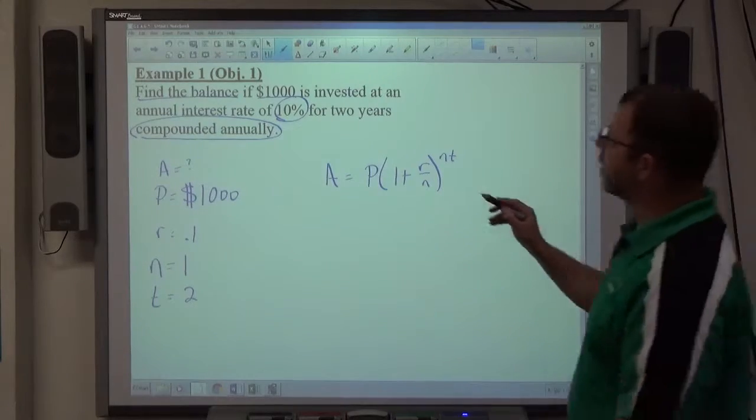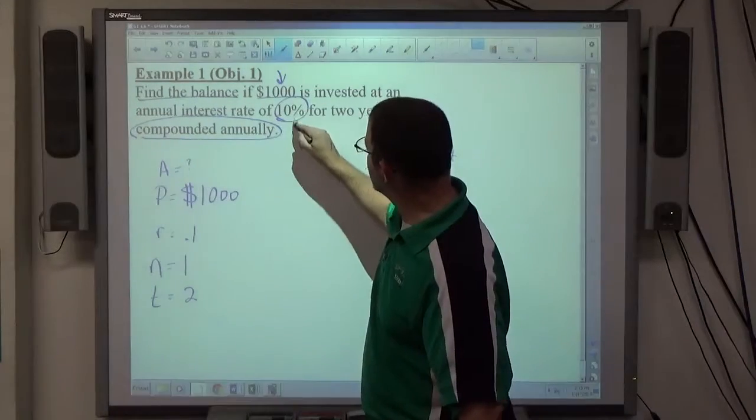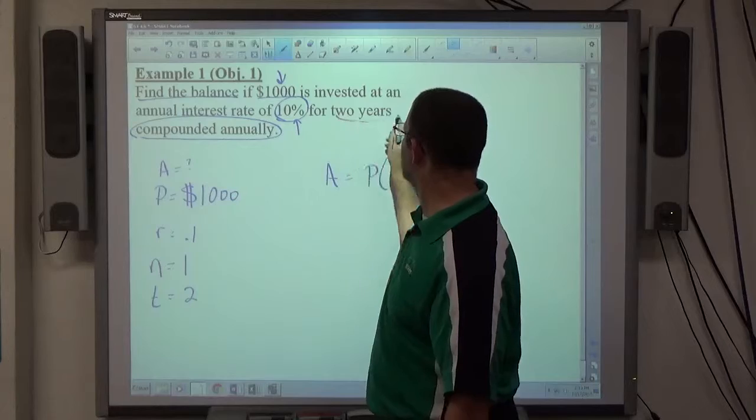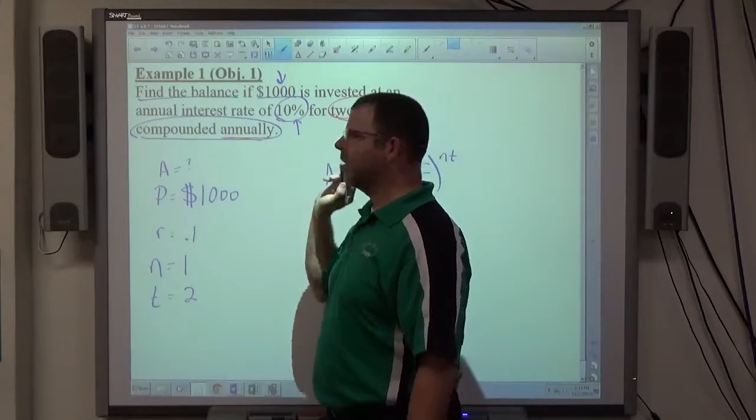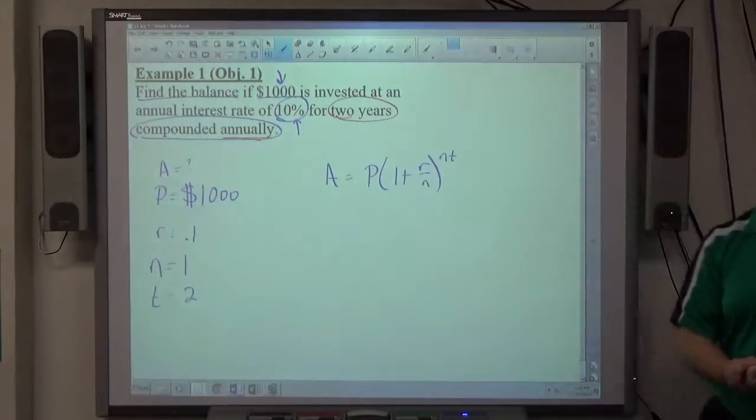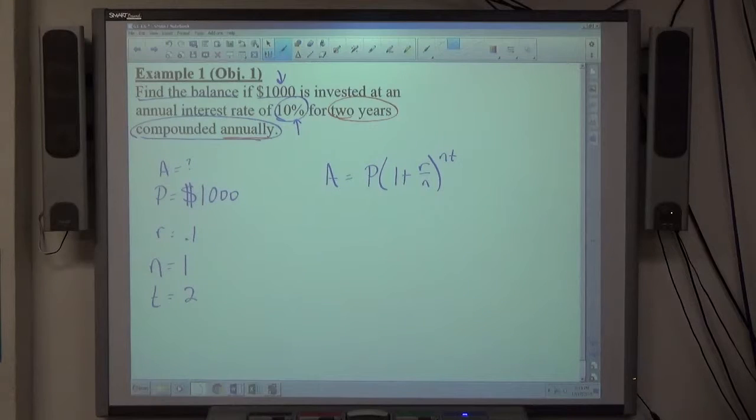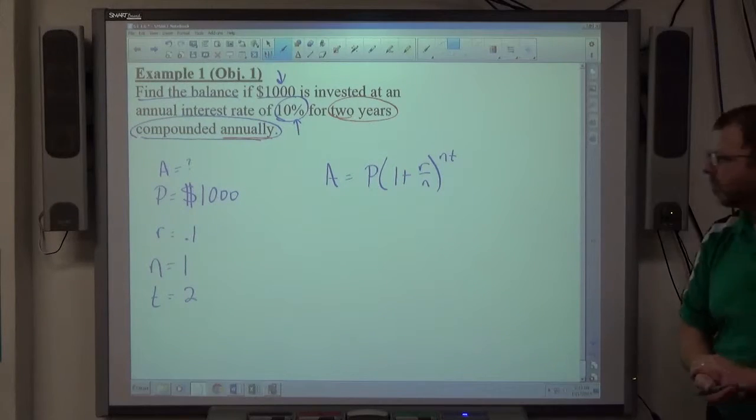Sometimes it's given numerically, $1,000, 10%. Sometimes it's given in words, 2 years. And sometimes it's implied: annually means once a year, semi-annually twice a year, quarterly 4 times a year. The rest of them are pretty straightforward. Daily, 365 times a year.